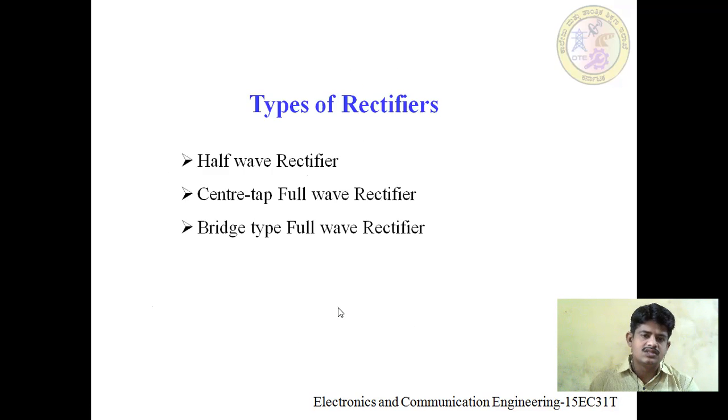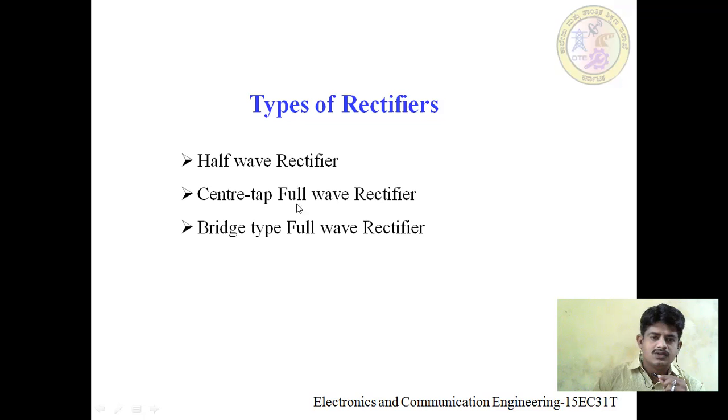So this is the rectifier. Now, the types of rectifiers. Mainly we have two types of rectifier. One is the half wave rectifier, one is the full wave rectifier. Half wave rectifier means it operates only for the half of the input signal. Full wave means it operates for the full wave of the input signal. These are the main two types. And the full wave rectifier is once again classified into two types. One is the center tap full wave rectifier, and the other one is the bridge type full wave rectifier.